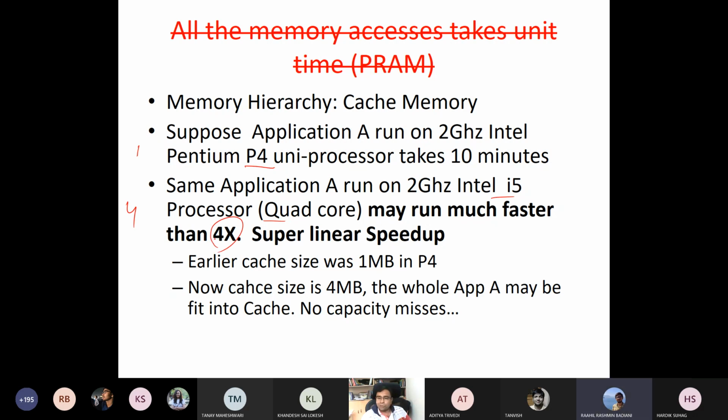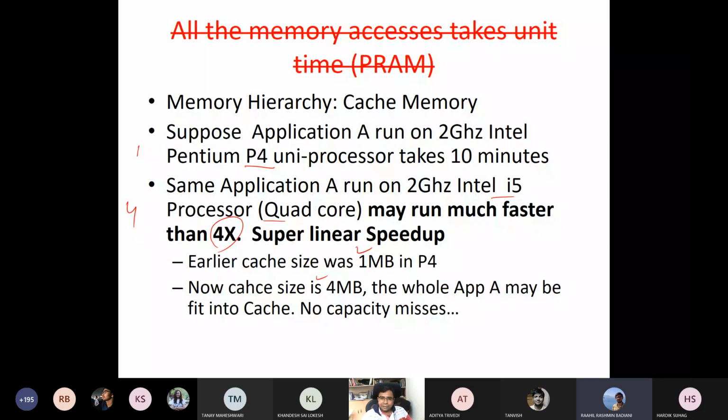Faster than 4x is possible because we are using 4 processors now, earlier it was 1 processor. We may get super linear speedup. Earlier the cache was maybe 1 MB, but now in an i5 we may get 4 MB, and the whole application may fit into cache. There are no capacity misses and other things. Because of that, we may get super linear speedup, faster than 4x.